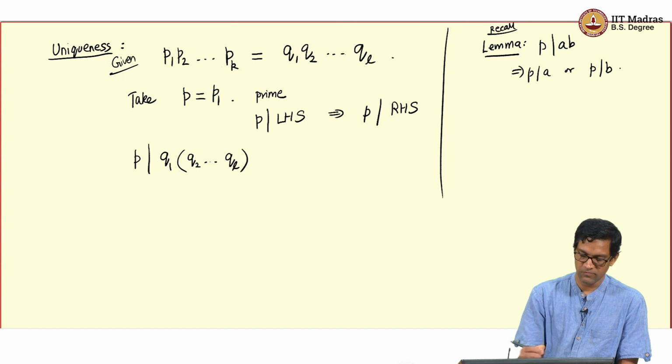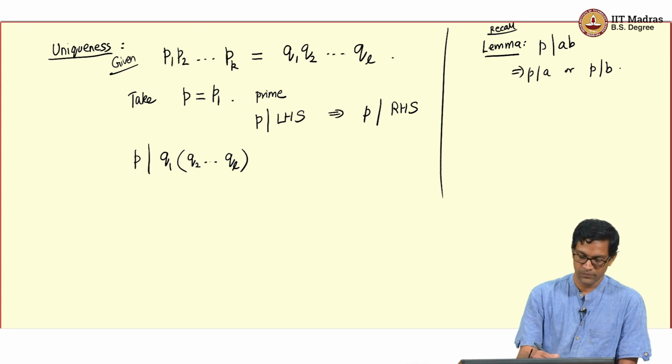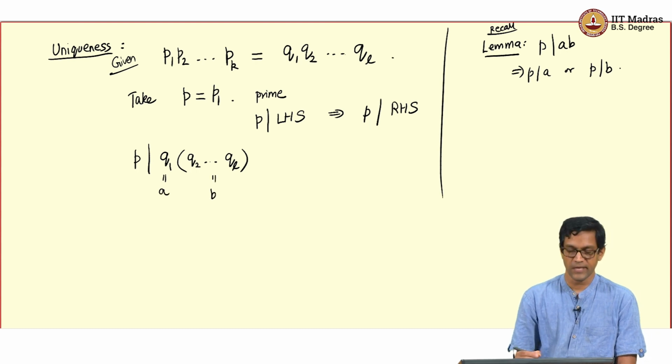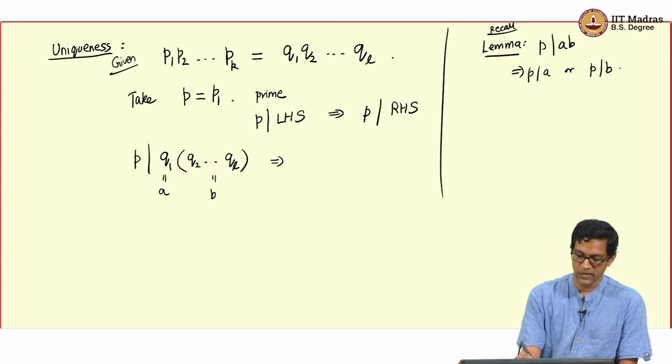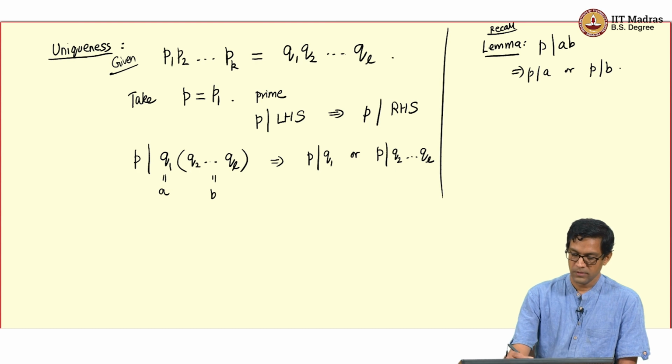So, look at the following statement. I will think of the right hand side as q1 times q2, q3, ..., ql. So, this is like a product of a with b. So, what does this mean? This means that either p divides a or p divides b. So, I conclude either p divides q1 or p divides the product of the remaining terms. Okay. Now, in this case, fine, I do not do anything.